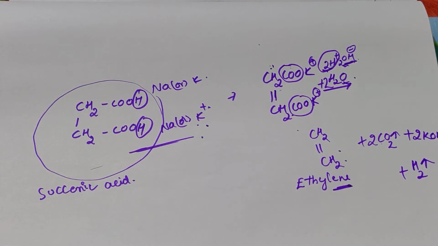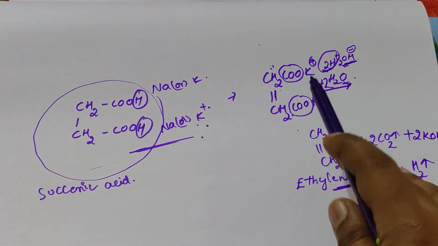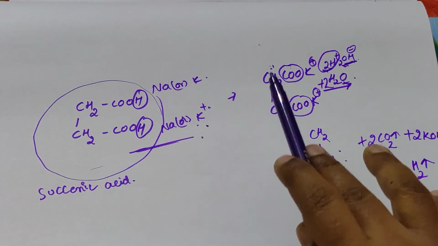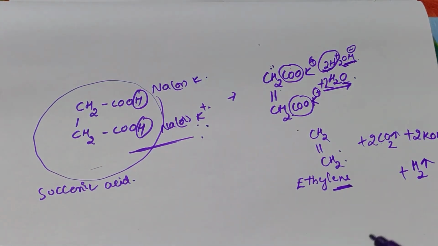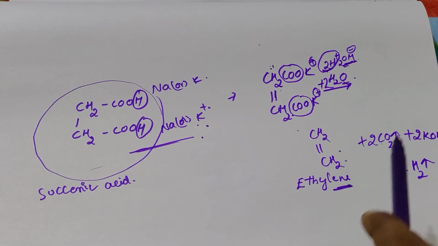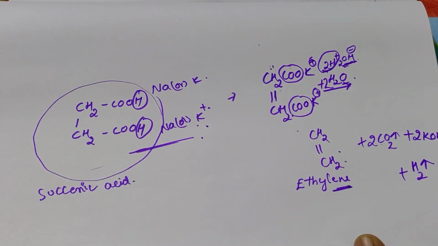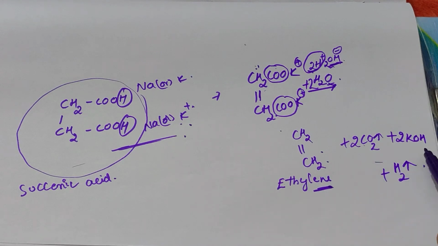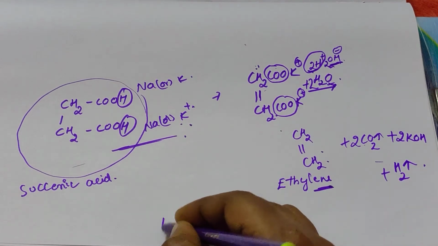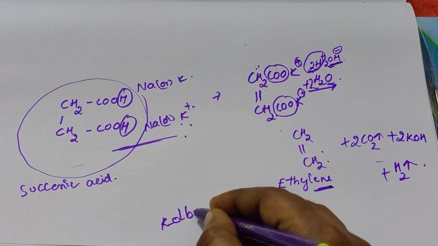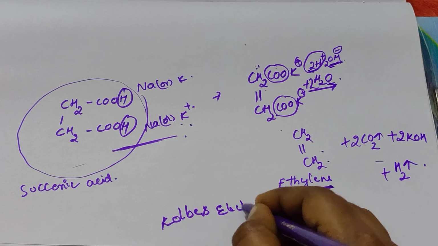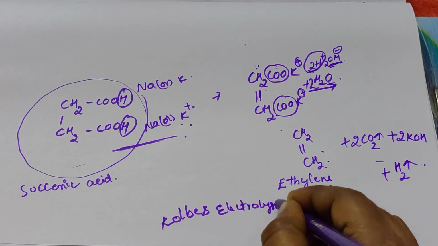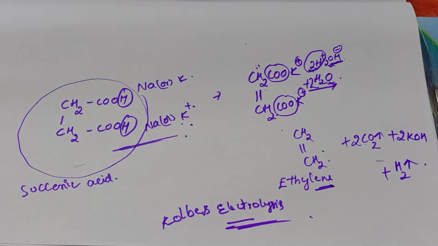What happened in this reaction is that the potassium or sodium salt of succinic acid undergoes hydrolysis and also electrolysis to produce ethylene and carbon dioxide, 2 moles of potassium hydroxide, and hydrogen gas. This is Kolbe's electrolytic method, Kolbe's electrolysis.